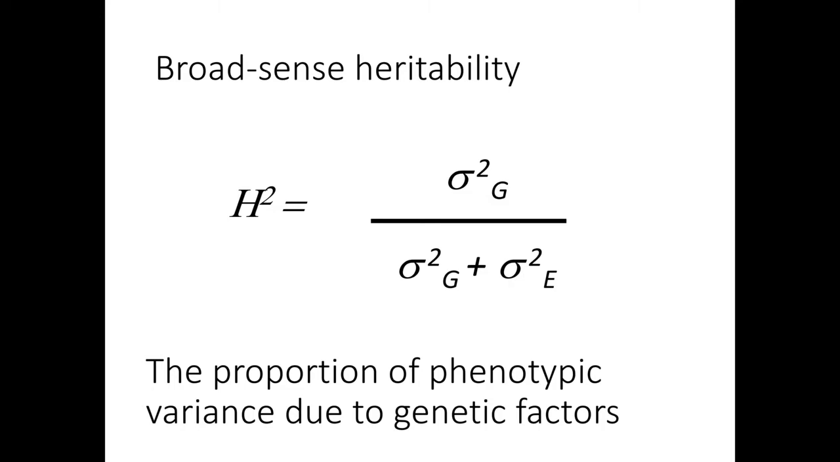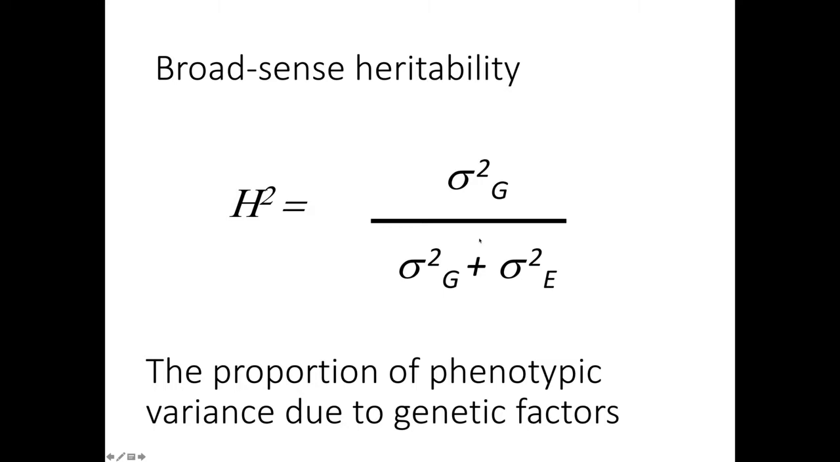Now you can think about this for a second. If all the variation is due to genetics, you might have a value of 10 up here, right? You might have a value of 10 down here, and then the amount of variation due to environment might be 0. So in that particular case, you get 10 divided by 10, you get 1. So that would say that all the variation in the phenotype is due to genetics.